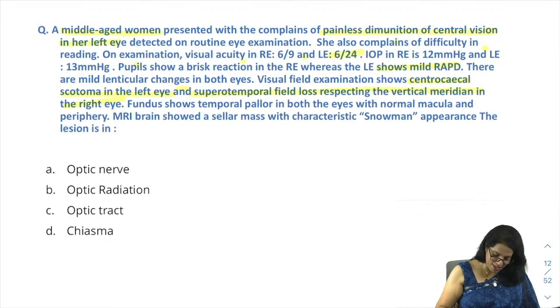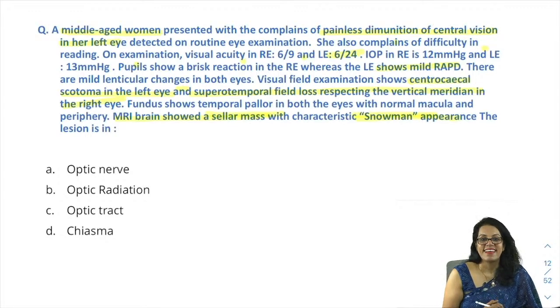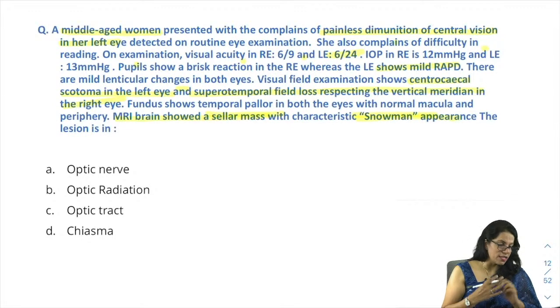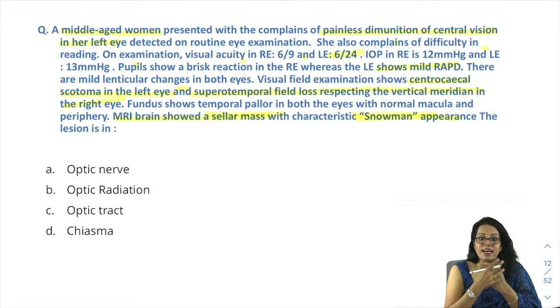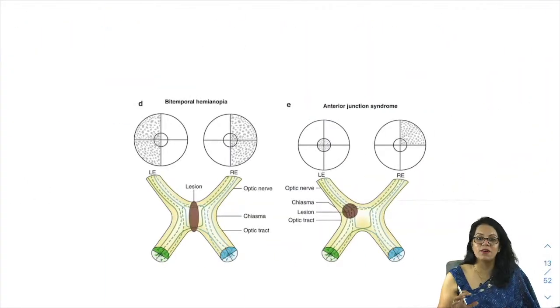And so what have you answered? You all are not answering correctly. Fundus shows temporal pallor in both eyes with normal macula. And look at the MRI, sellar mass, snowman appearance. Go to your radiology. Now you should get an idea, where do you get this? Pituitary adenomas, what are they going to really affect? Chiasma. So what we are talking about is junctional scotoma.